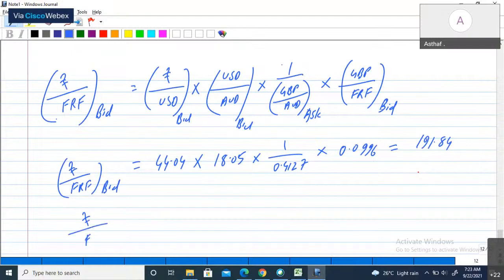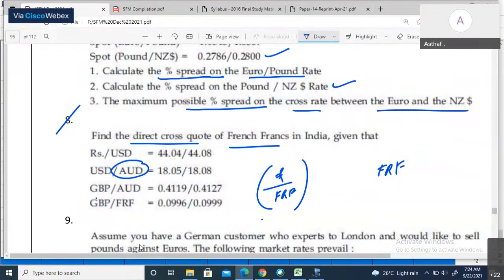Now we have to do the next one. Rupees to FRF ask. So just a reversal. I will correct here itself so that we can save time. This will be ask. This is an indirect quote. In an indirect quote we have to go with the bid rate. Here also what will come? Ask rate. So rupees to FRF ask rate.